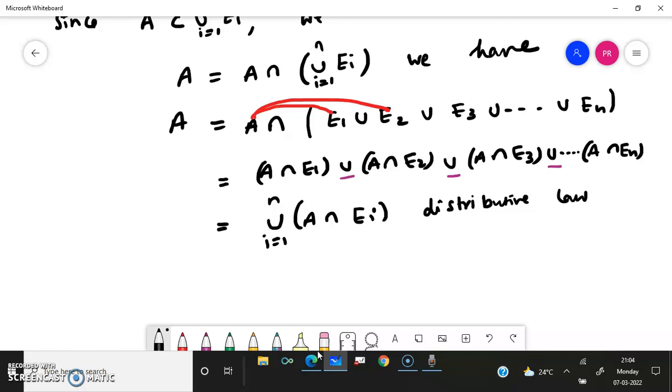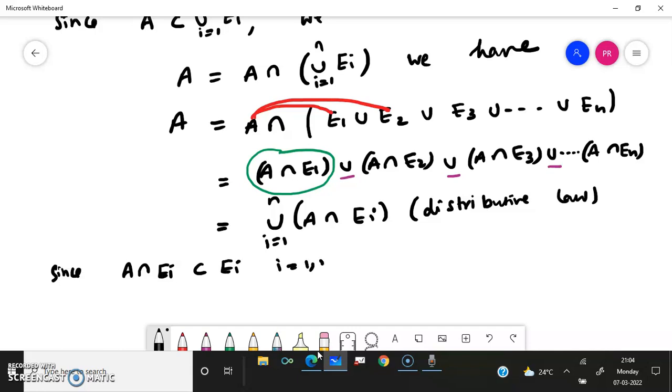Simply by distributive law, up to this we got this. Now if you think about A intersection E1, and what about this set, A intersection E2, all these sets, that is nothing but a subset of Ei, right? Since A intersection Ei, everything is nothing but a subset of Ei.